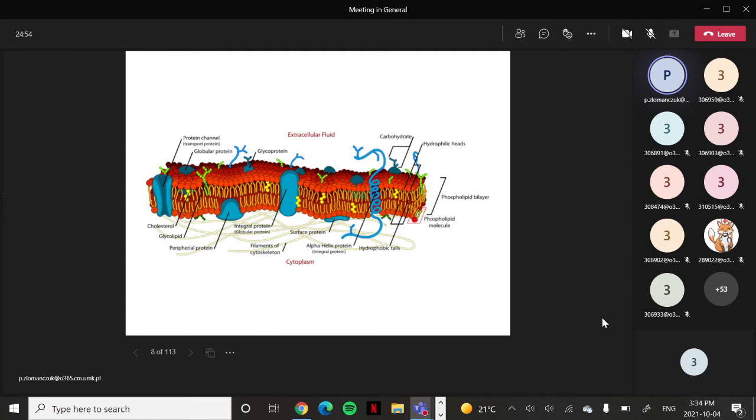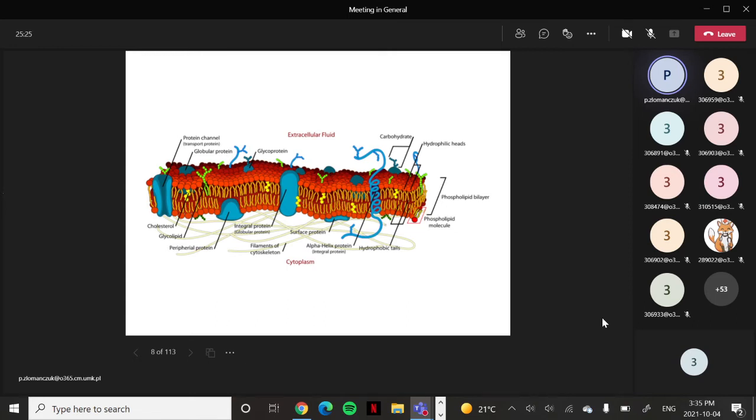In this phospholipid bilayer, here you can see these red heads and yellow tails of fatty acids. These are the elements of the phospholipid bilayer. I will elaborate a little bit more on that. This part of the cellular membrane is responsible for isolating the intracellular environment from the extracellular environment.